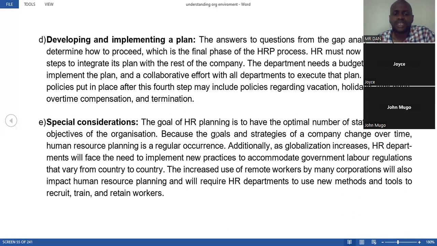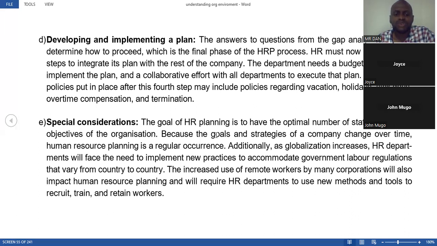Then special consideration: the goal of human resource planning is to have the optimum number of staff to attain the objective of the organization. So you must have the optimum number of staff so that you achieve your goal as the human resource. And also, we are talking about globalization.